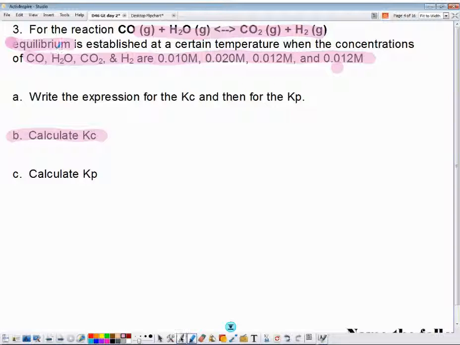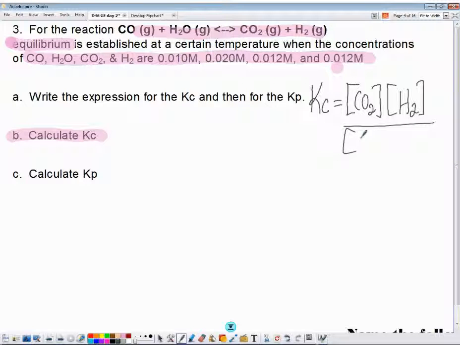All right. First of all, I'm hoping everybody's really good on this by now. The Kc expression is going to be the concentration of CO2 raised to the first power times the concentration of H2 raised to the first power, over the concentration of CO raised to the first power times the concentration of H2O raised to the first power. The Kp looks very similar to that except no brackets, yes? You must use capital P.